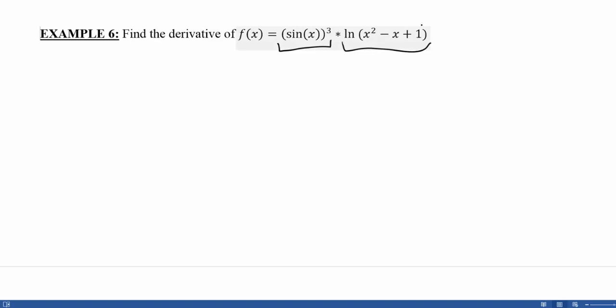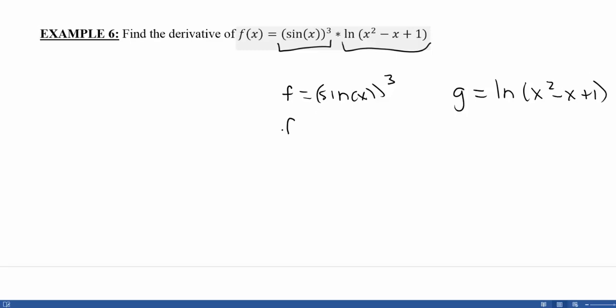Instead, I'm going to start with the product rule, and I'm going to have to do some chain rule along the way. So here, I'm going to call the first function f. So that's going to be sine of x cubed. And then my second function is g, which is the natural log of x squared minus x plus 1.